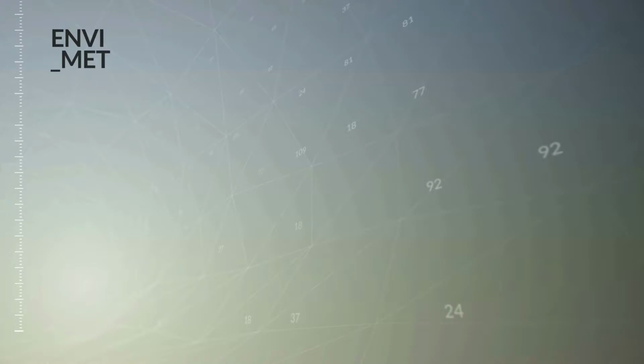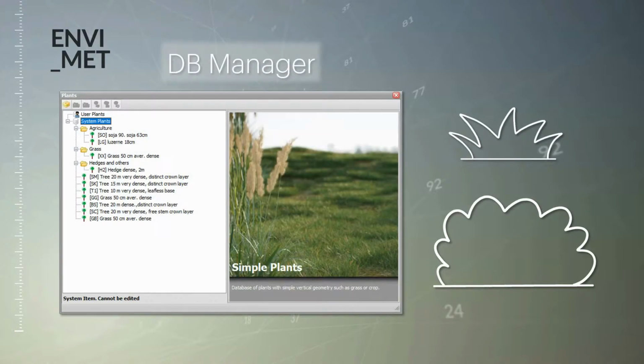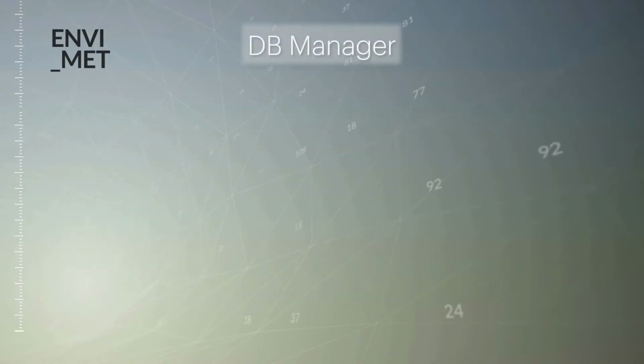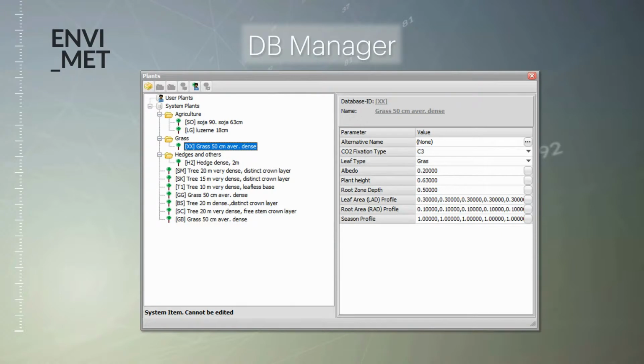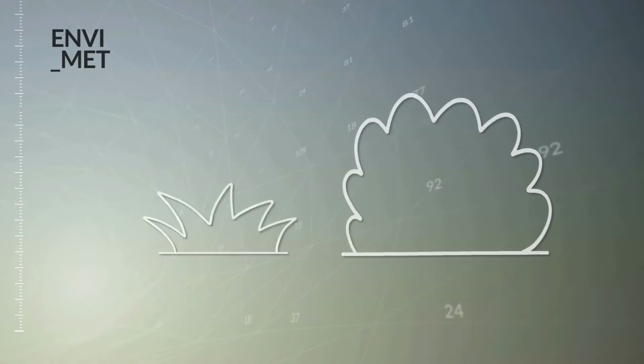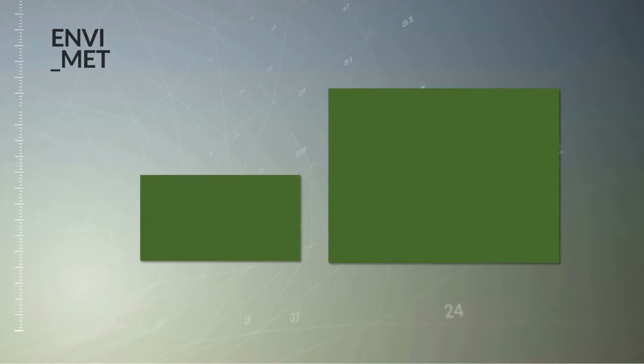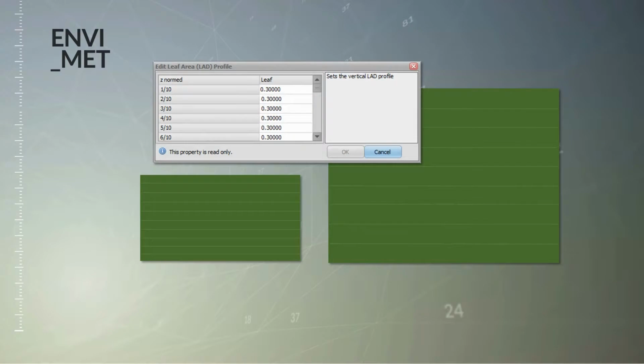There are two types of vegetation: plants that only feature a simple vertical structure, which means they do not have overhanging canopies, like grass, corn, or hedges, are modeled as so-called simple plants. The leaf area density, or LAD, of simple plants is represented by 10 layers in the atmosphere, while the roots consist of 10 layers of root area density, or RAD, in the soil model.